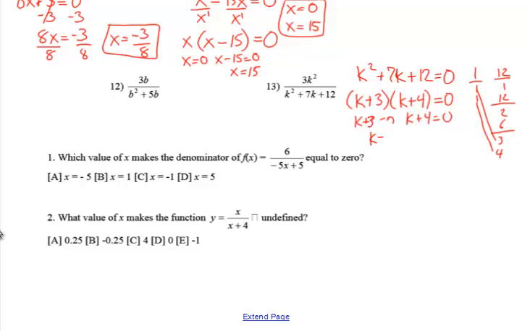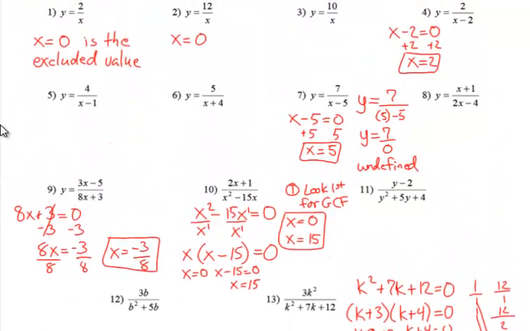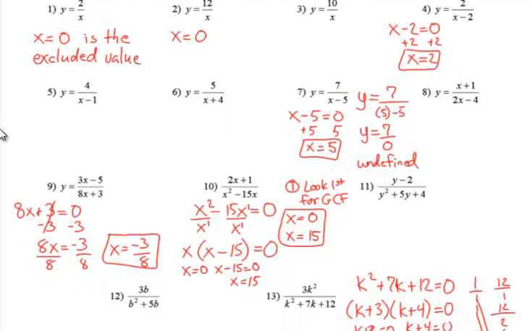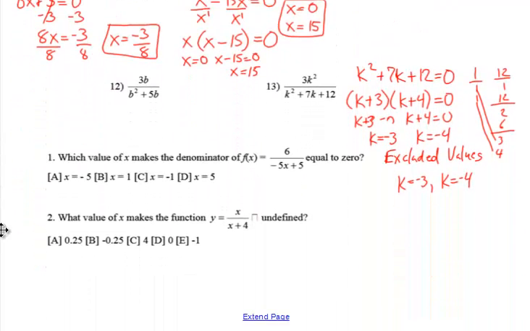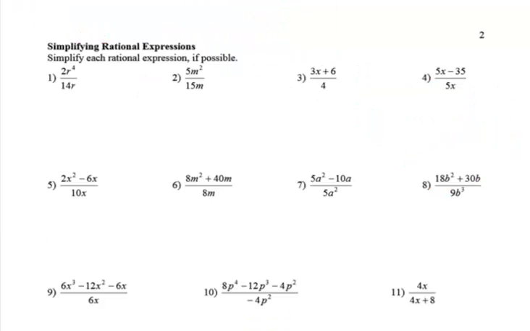So now k, that would be negative 3, and k would be negative 4. So our excluded values would be k equals negative 3 and k equals negative 4. So again, it's possible to have more than one excluded value, and we need to think about that as we're working through this unit here on rational functions. And you can go and do those other ones for some more practice.